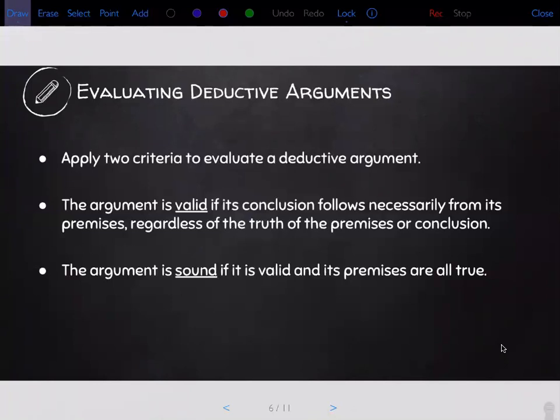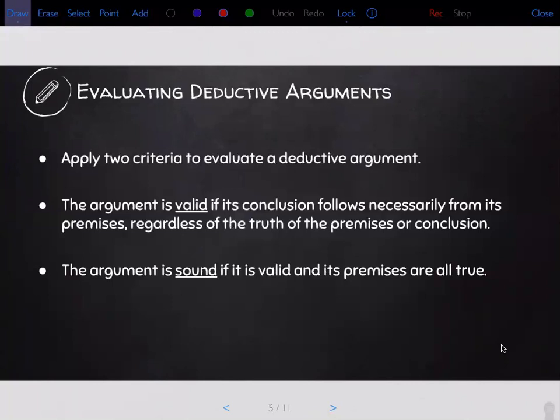When we build Venn diagrams, the Venn diagram will allow us to decide whether something is valid or not, just basically on the picture. We know how to label everything. And then there's this extra criteria for deductive arguments about soundness. An argument is sound if it is valid and all the premises are true.